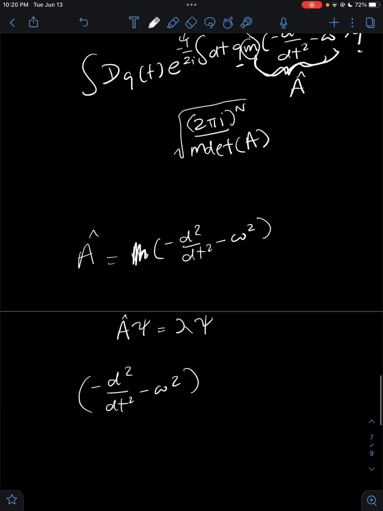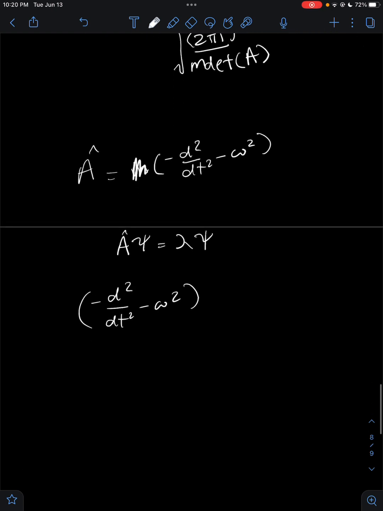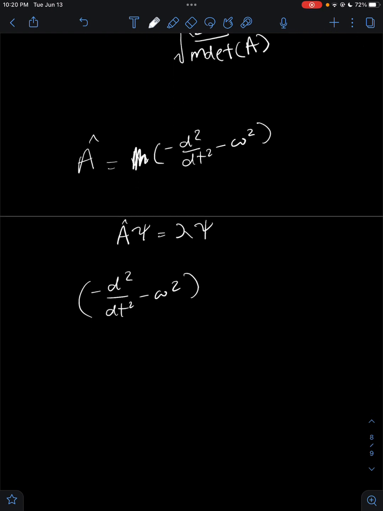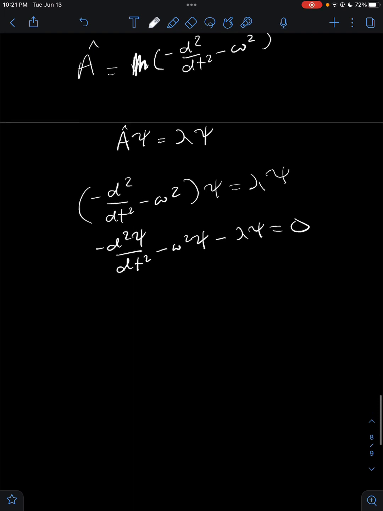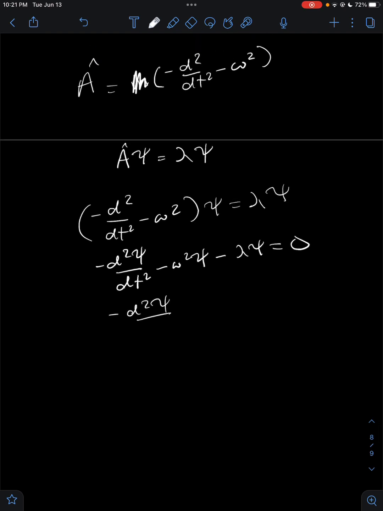And what we want to do again is to find the eigenvalues, okay? So we have to set up this equation. A acts on psi and gives us the eigenvalue times psi. So what we can do is we're going to distribute the psi in here. So you have minus omega squared psi, and then minus lambda psi equals 0. So now what we can do, we can factor out the psi. So minus omega squared plus lambda psi equals 0.